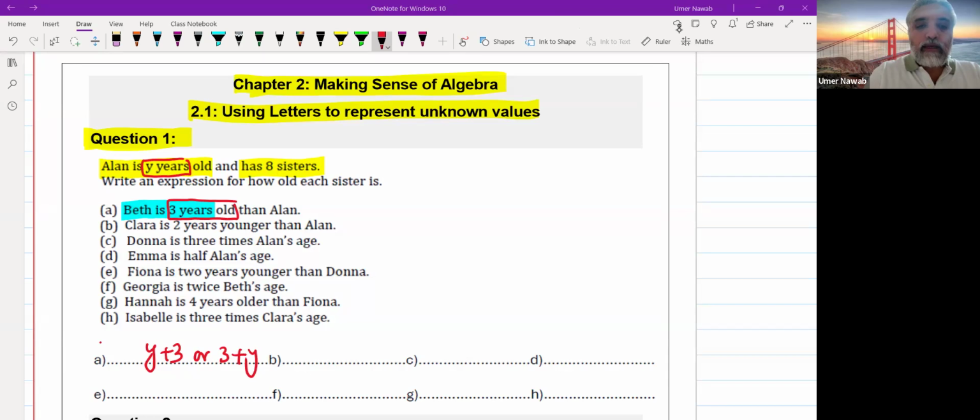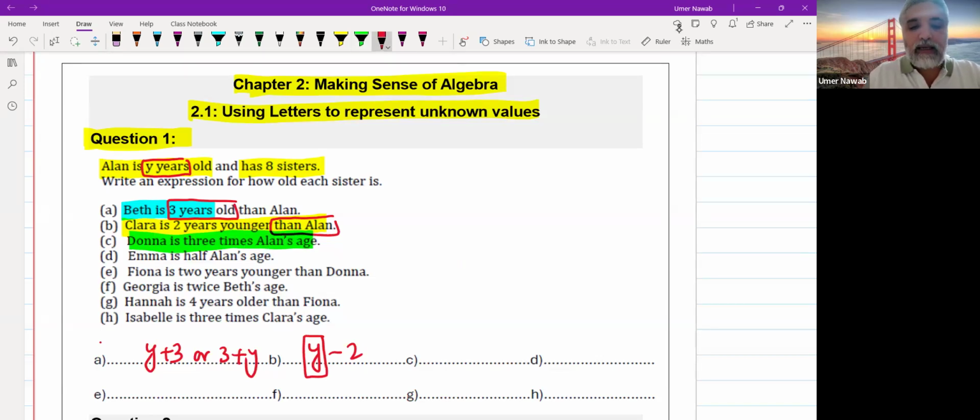Next, Clara is 2 years younger than Alan. So I'm going to write for this Y minus 2. Be careful, guys. Alan is older, so this thing is bigger. That's why I wrote Y first. Now, if you write 2 minus Y, that will be considered wrong. Clear? Next, Donna is 3 times Alan's age.